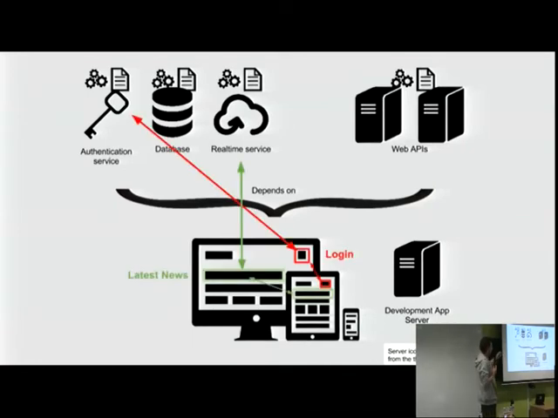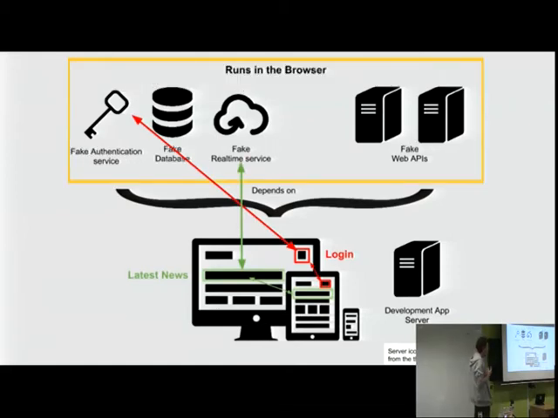One of the good things about this is that if you're building a feature in isolation, you only need the service running for the thing that you're building. So I only need my authentication service running if I'm building login. I only need my real-time service running if I'm building the real-time news. But even better than that, because we've got a JavaScript services layer, we don't need any backend services running at all. We can inject pretend, fake JavaScript implementations and just get going there and then.